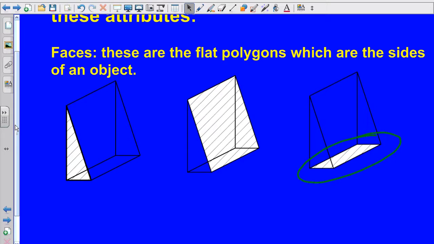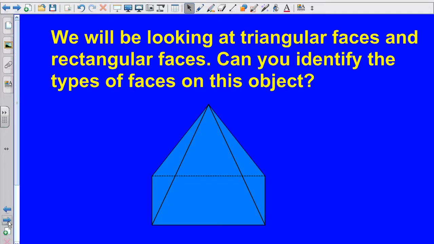6. 1, 2, 3, 4, 5, 6. There are 6. That's correct. Okay? Let's go on to the next slide. The next thing we have to talk about is the types of faces that you have. There are 2 major shapes we're going to work with.